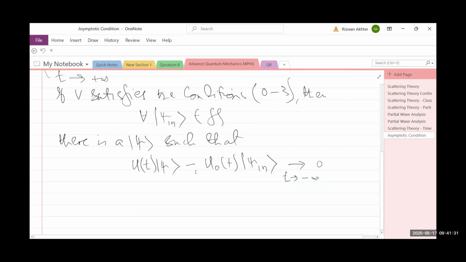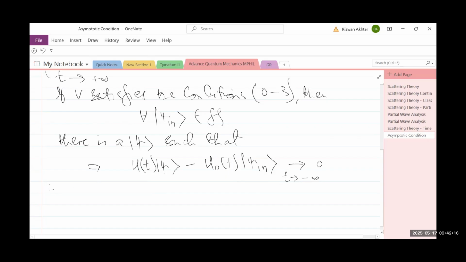सो वो चीज़ जो हमने ऊपर लिखी है उसको मैथमेटिकली हम इस तरह से लिख सकते हैं. And similarly we can write it for the out as well, that is as t tends to plus infinity. So this condition says that for every orbit in the Hilbert space, or for every vector in the Hilbert space, psi in or psi out, there is a corresponding vector psi such that this corresponding vector psi obeys this condition. That is, the actual orbit psi minus the free orbit psi in tends to 0 as t tends to minus infinity. And this is true for all orbits.